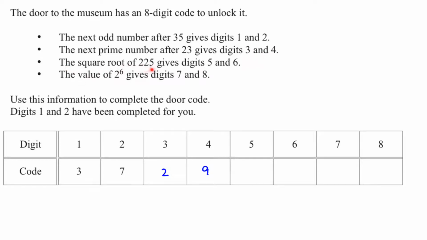The square root of 225 gives 5 and 6. Square root of 225, you can write it in the calculator like this, and you will get 15. The next one, the value of 2 to the power of 6 gives us 7 and 8. And 2 to the power of 6 is equal to 64. So that's our answer here.